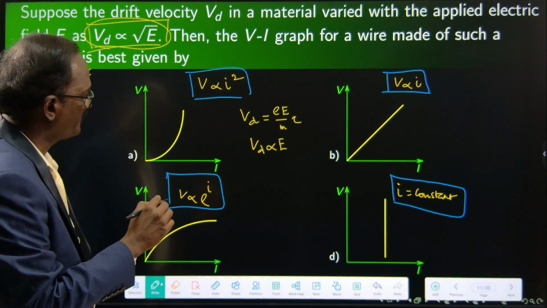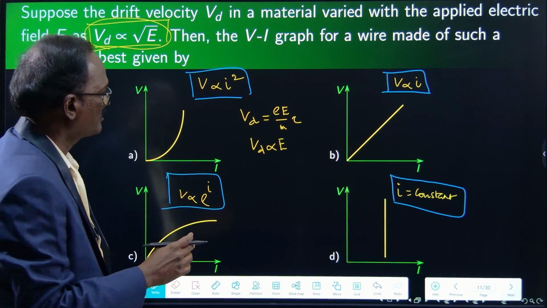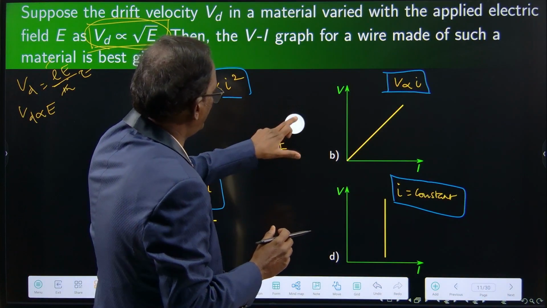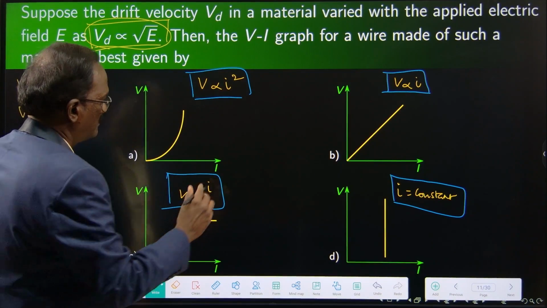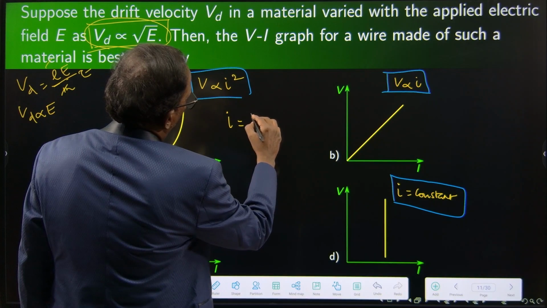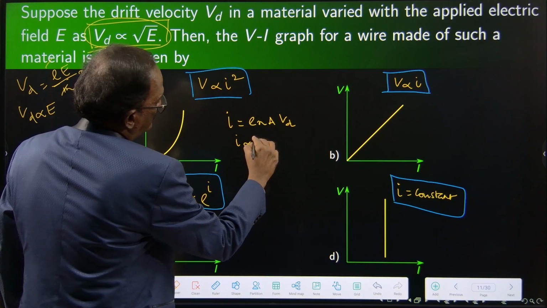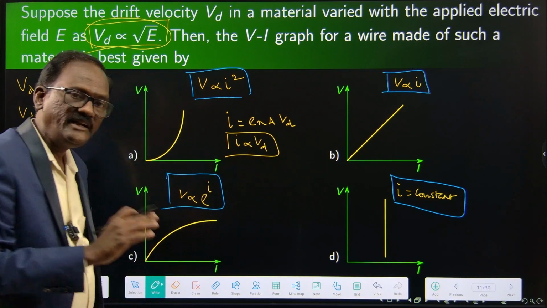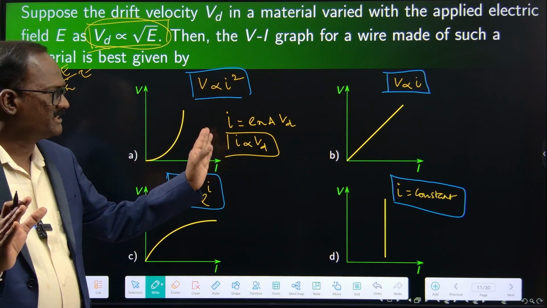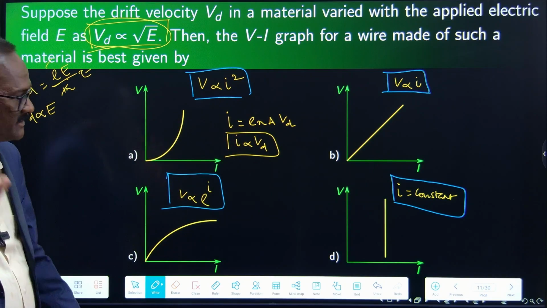So this formula is fine, but for E I can't bring the current here, so I am not using this formula. Instead, I will use the current formula, because we can also relate it with Vd. I is equal to ENA Vd, so I is directly proportional to Vd, because Vd is responsible for the flow of current. So wherever I find I, I can replace it with Vd.